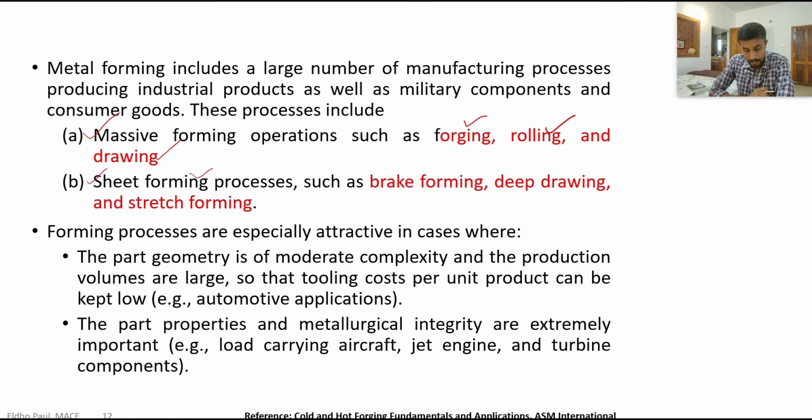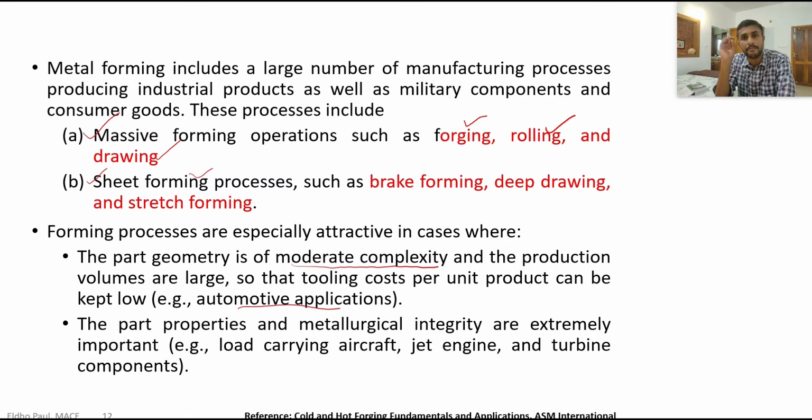The forming processes are especially attractive in cases where the part geometry is of moderate complexity. So a relatively simple shape is more appropriate for metal forming operations, and the production volumes should be very large, because we already discussed that the cost of the tooling for metal forming operations is very huge. So for an industry with production of a large number of parts, metal forming is an appropriate manufacturing process, for example the automobile industry.